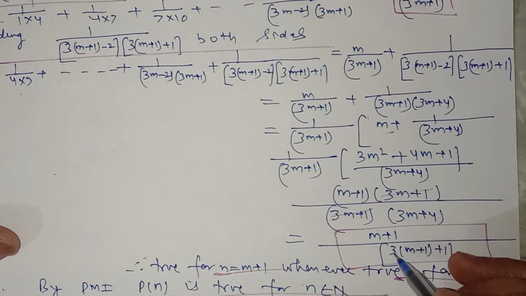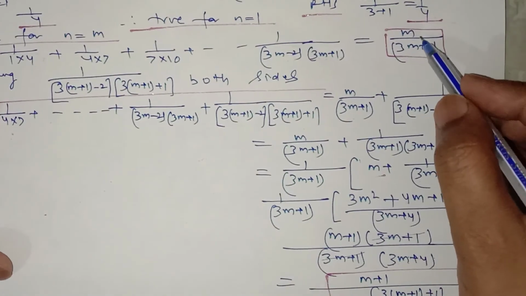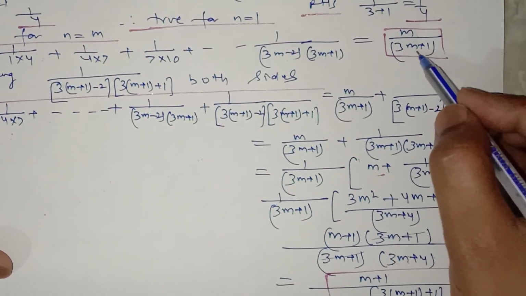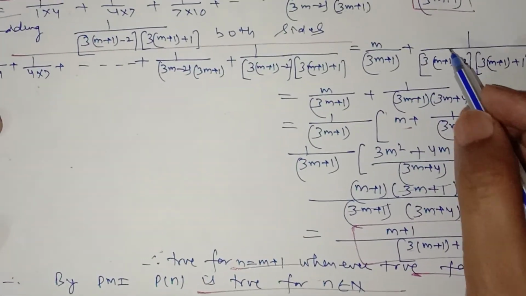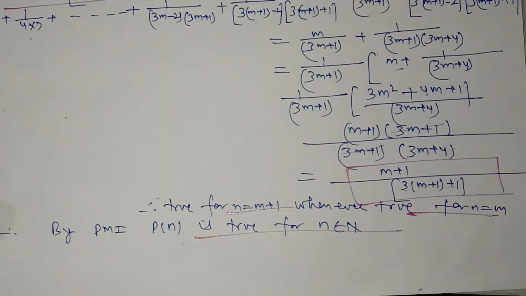3m plus 4, you can write 3m plus 1 plus 1. You open this bracket, you will get this, because you have to show that this is the next term of this, which is m plus 1 upon 3m plus 1 plus 1. So it is true, which is the next term for Pm. So by PMI it is true for all natural numbers, and Pm plus 1 is true whenever it is true for n is equal to m.